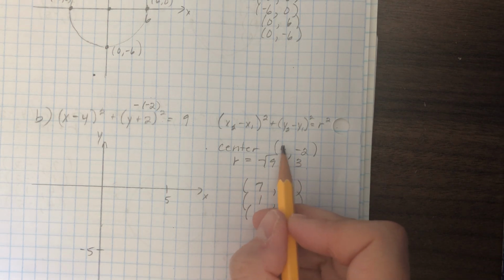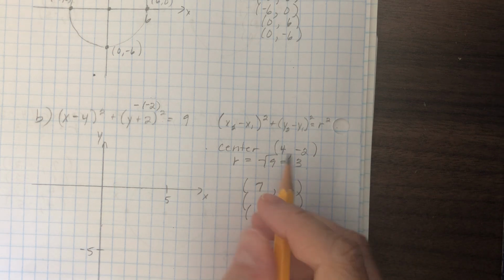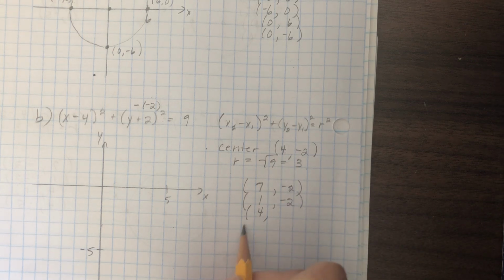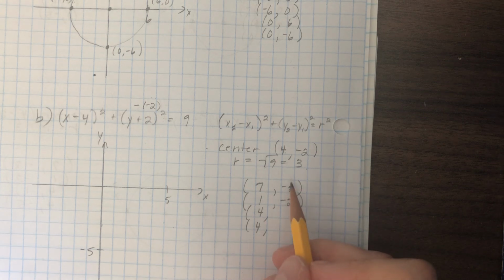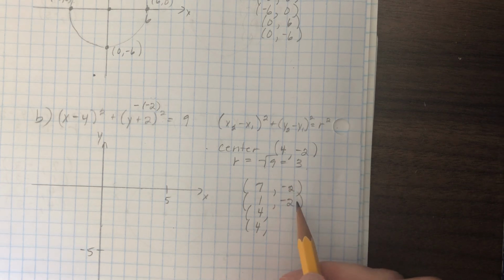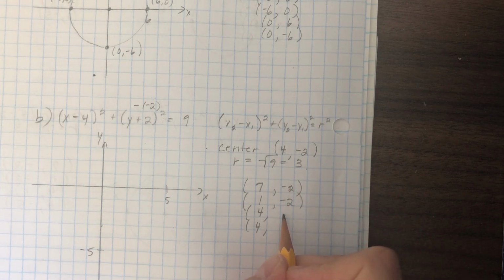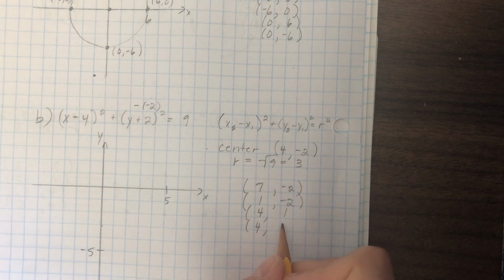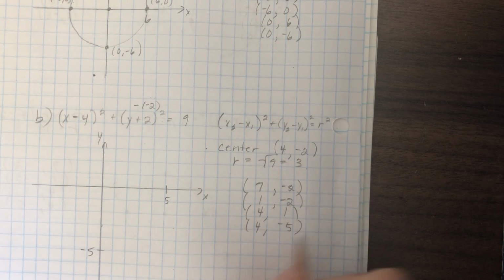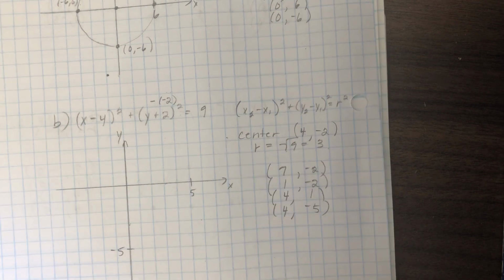Now if we keep the x coordinate of the center constant here, we can add 3 to negative 2 and subtract 3 from negative 2 to give us the highest and lowest y coordinate points. And these would be the 4 points that we're asked to find.